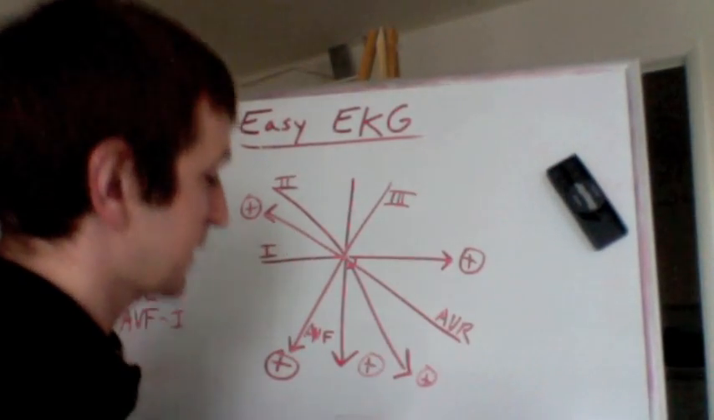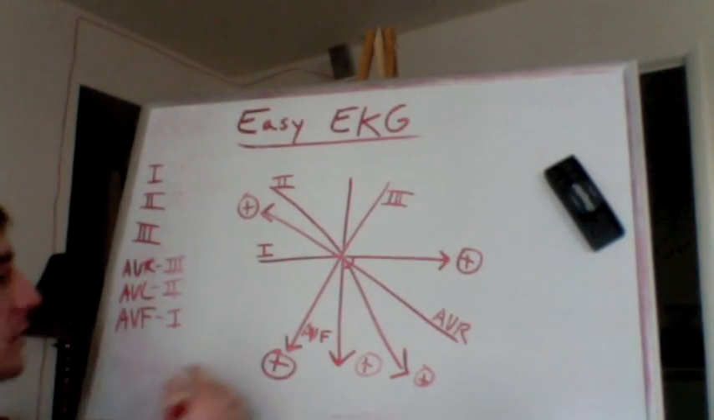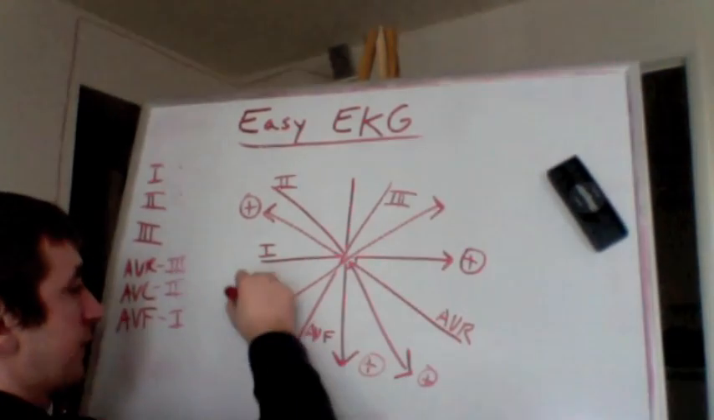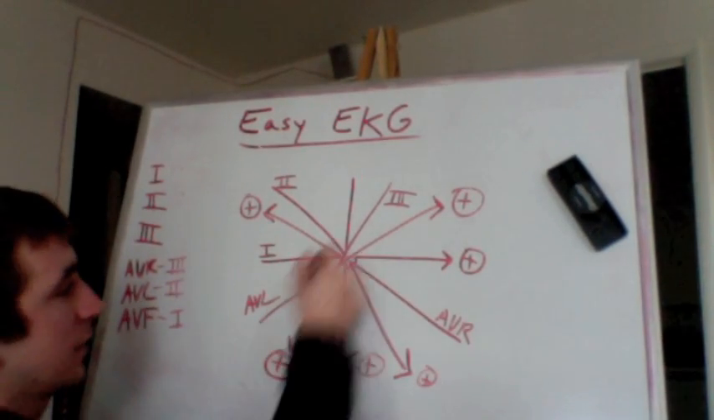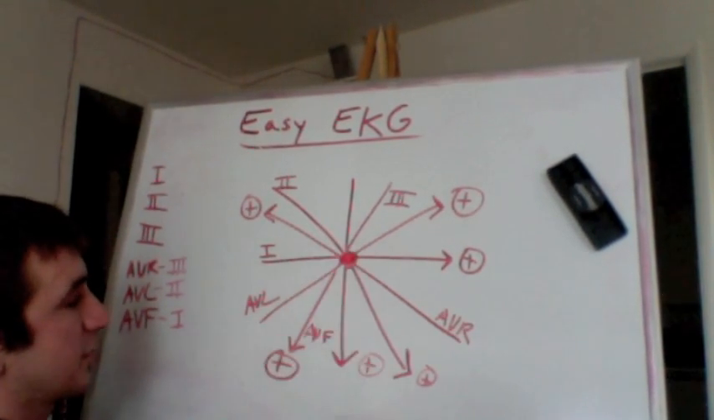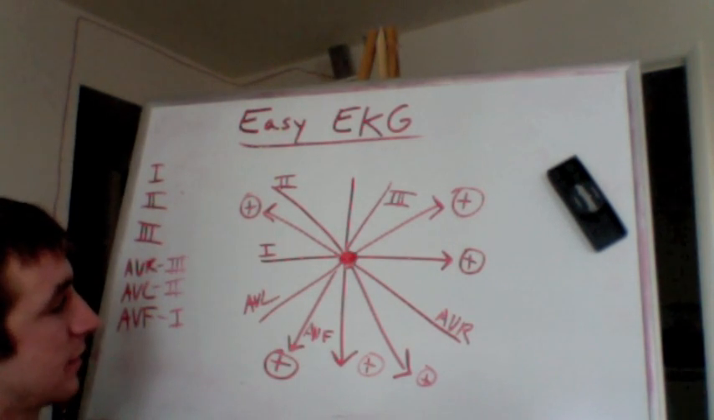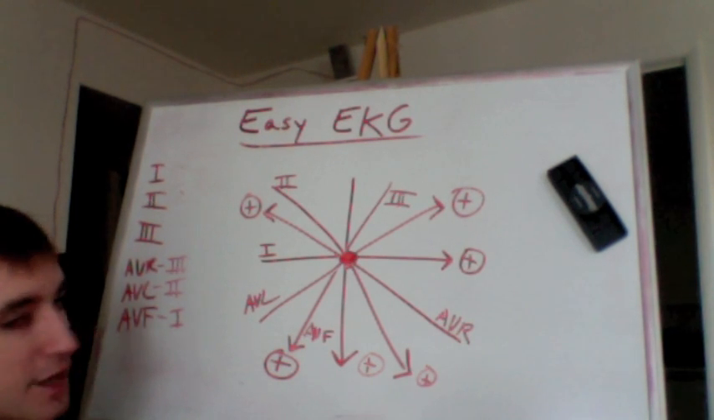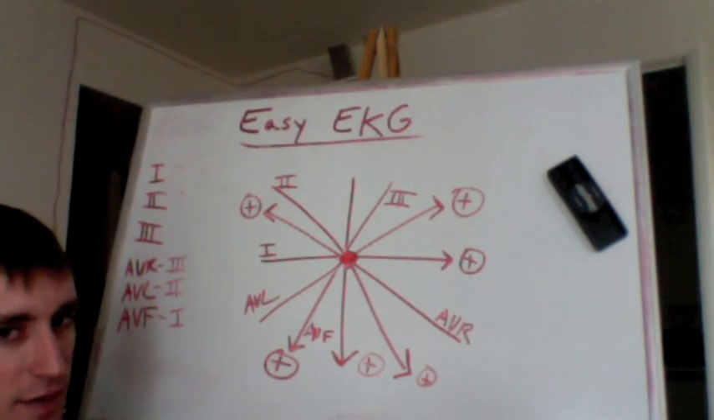Okay, then the last one we have is AVL, right? So AVL points towards the left arm. And that's positive up here, okay? So you just have to imagine this is all perfect and neat and clean. And you can find this graph on the internet a lot. Just search for Einthoven's triangle. Einthoven, I think, is how it's spelled.